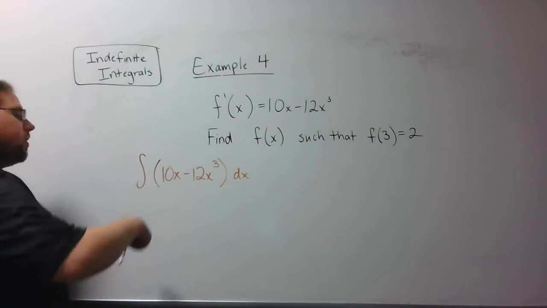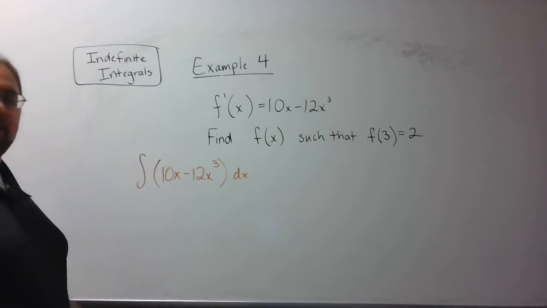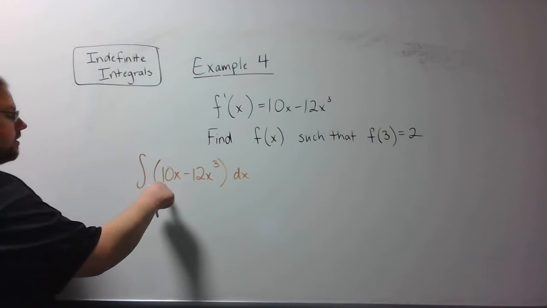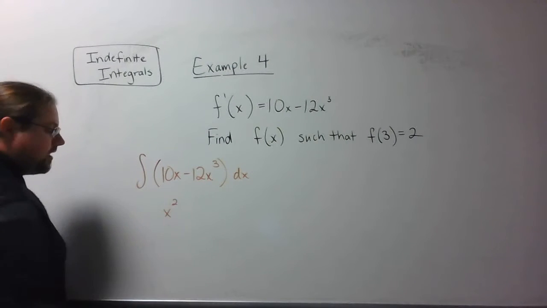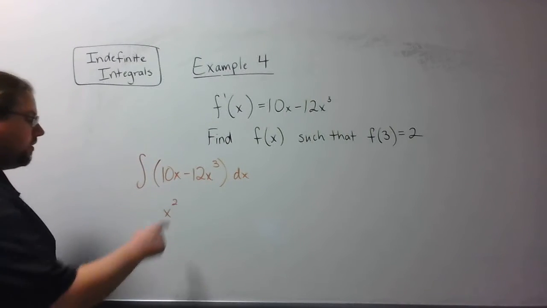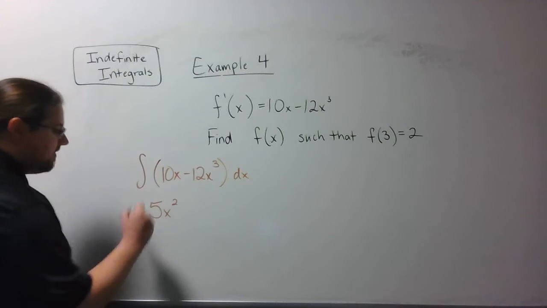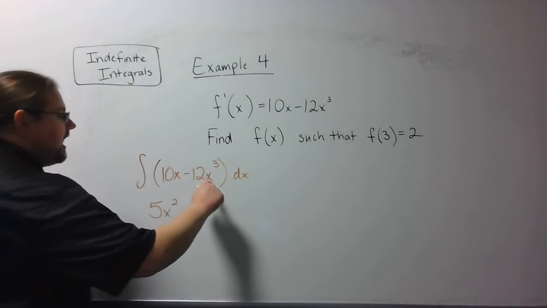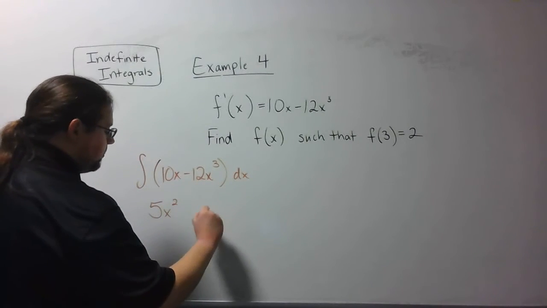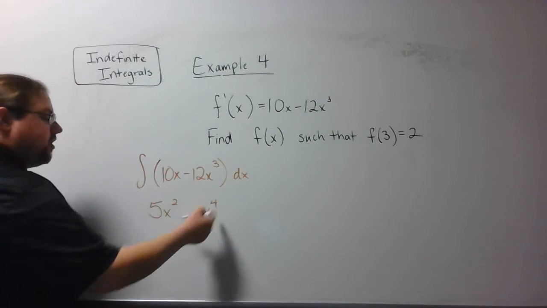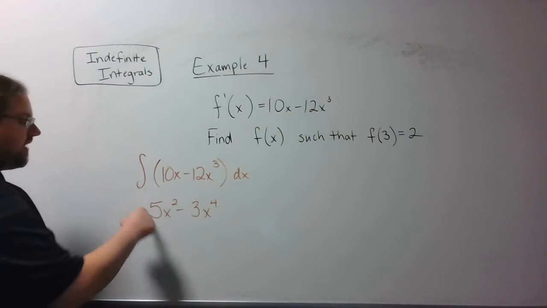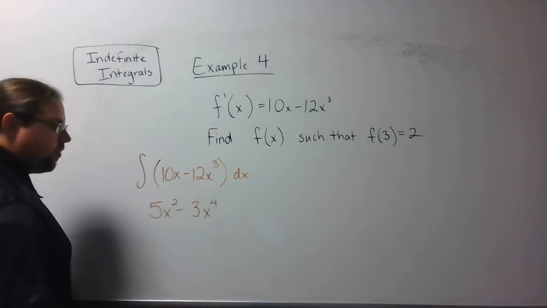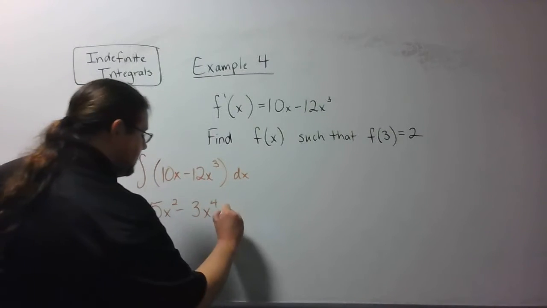So here's what we're going to do. We're going to do the antiderivative, do the integral process, and then go from there. So 10x is going to get kicked up one exponent, so it's going to become x squared. Don't forget to divide by the new exponent, which is 2. So 10 divided by 2 is 5. Then I'm going to do the next part. X cubed is going to become x to the 4th, and I'm going to divide by the new exponent, which is 4. So 12 divided by 4 makes 3. So I'm at 5x squared minus 3x to the 4th. Don't forget the constant of integration, which is c.